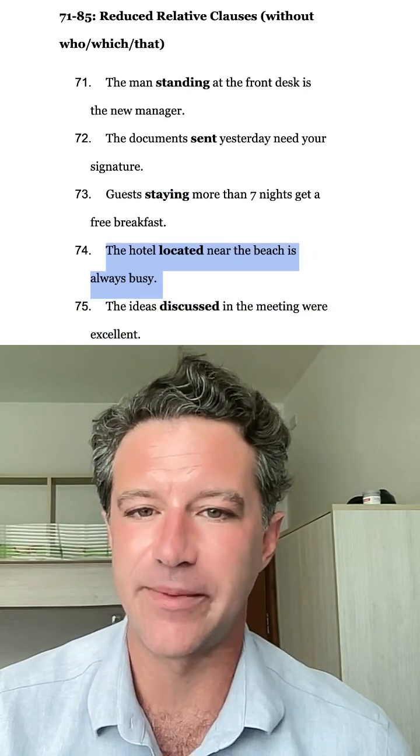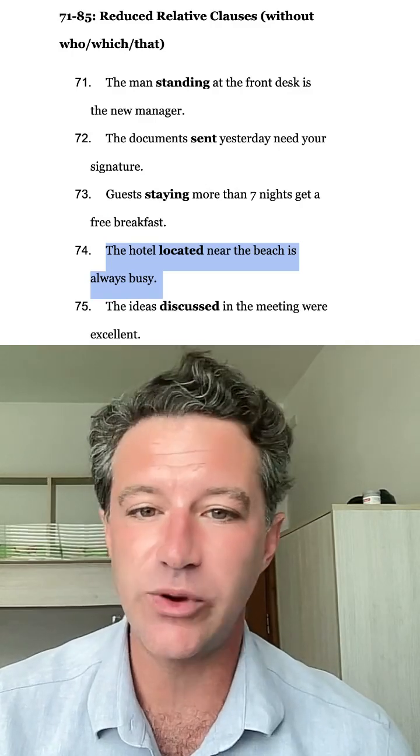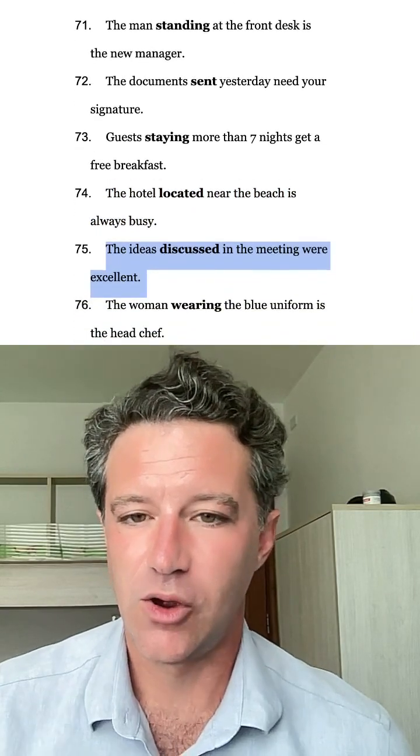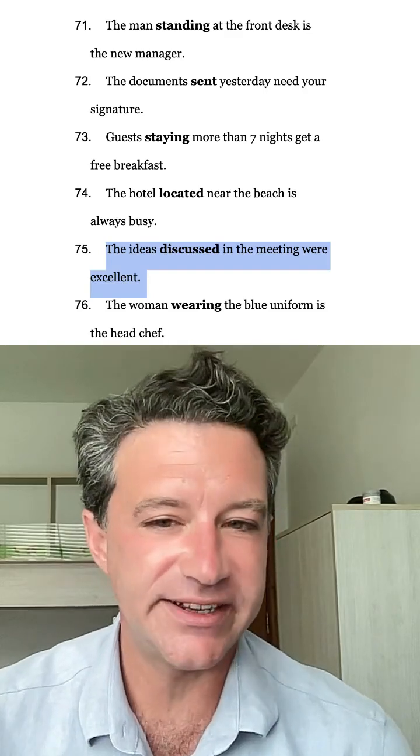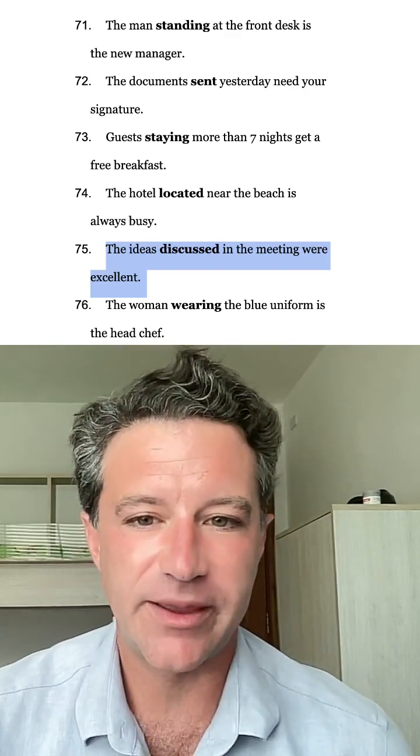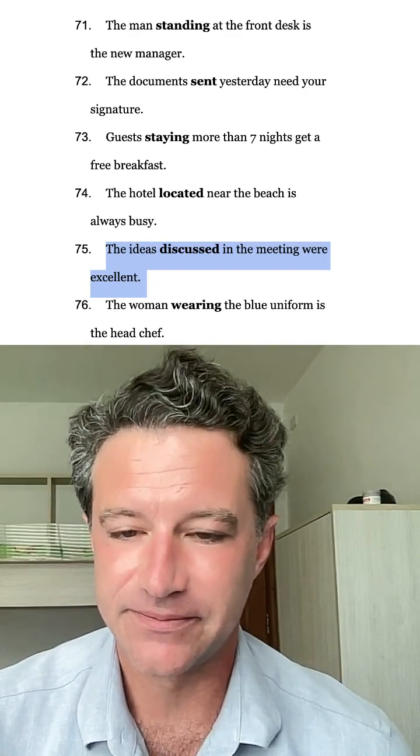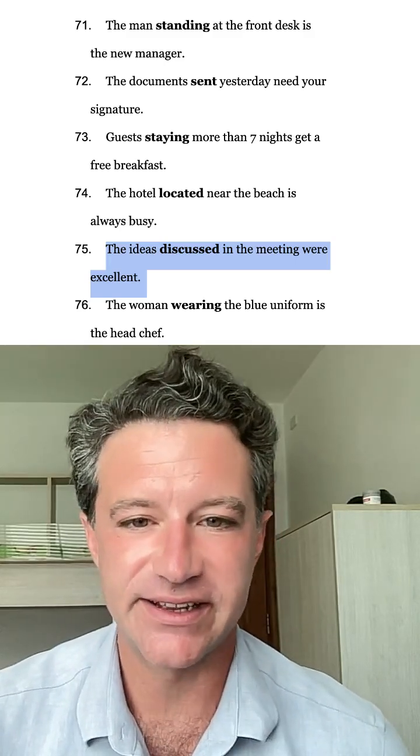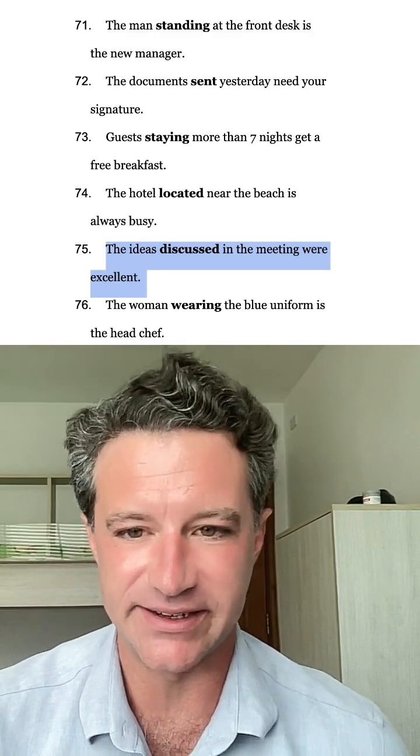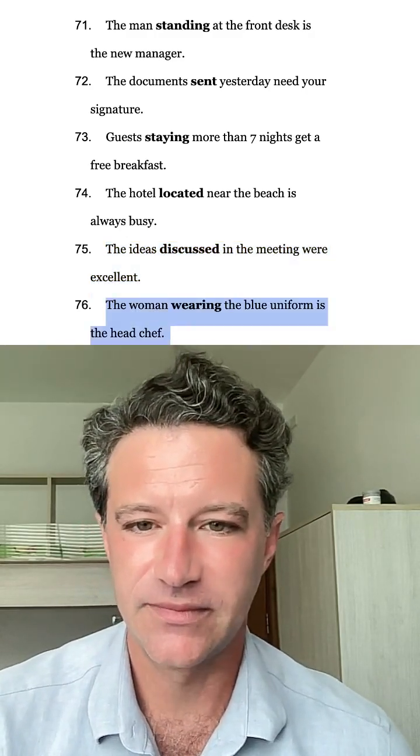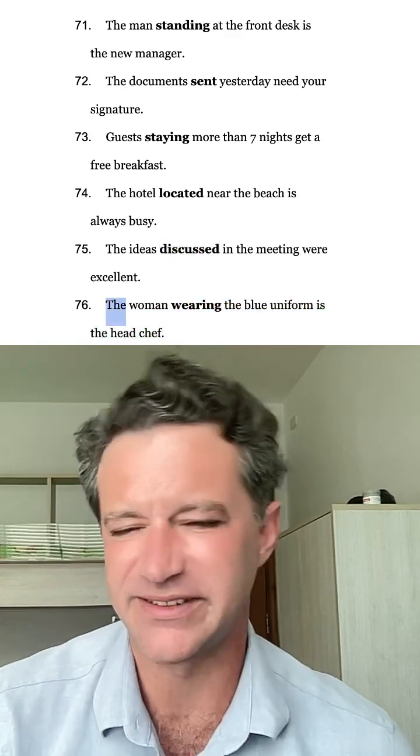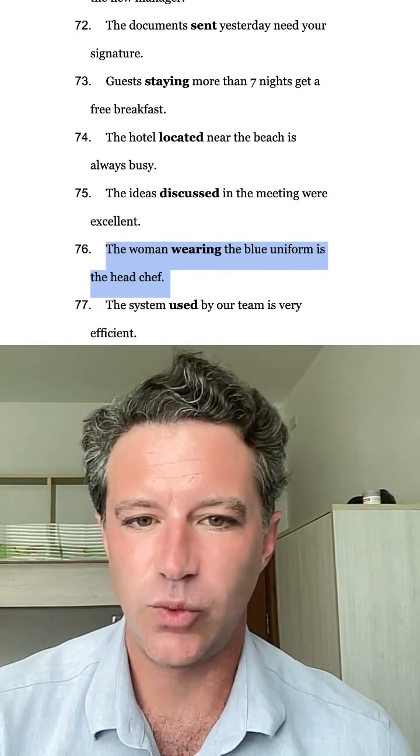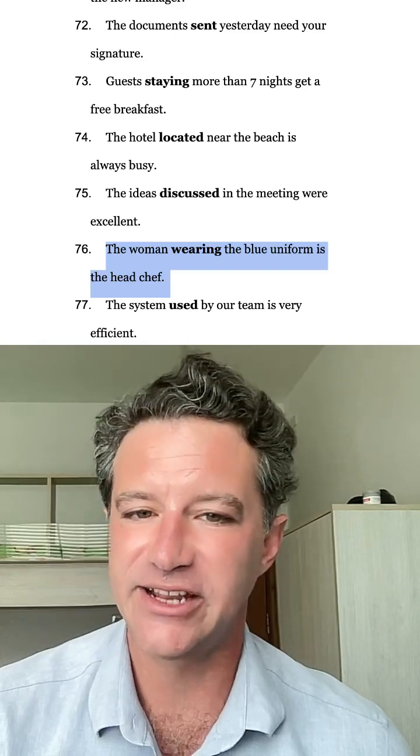Which hotel are we talking about? We're talking about the hotel located near the beach. 75. Which ideas are we talking about? We're talking about the ideas discussed in the meeting, right? Those ideas were excellent. So we could say, the ideas discussed in the meeting were excellent. Discuss means to talk about, basically. The ideas talked about in the meeting were excellent. The woman wearing the blue uniform is the head chef.